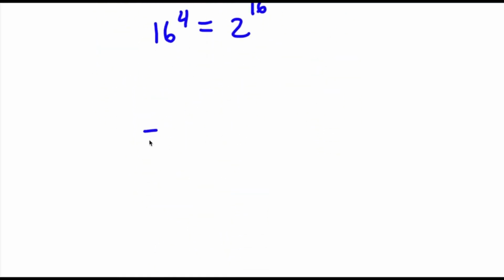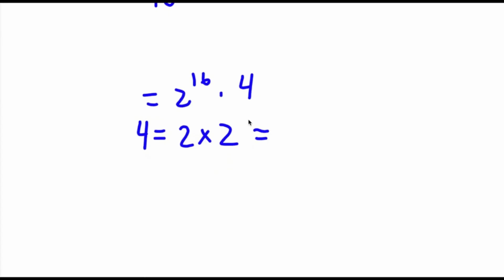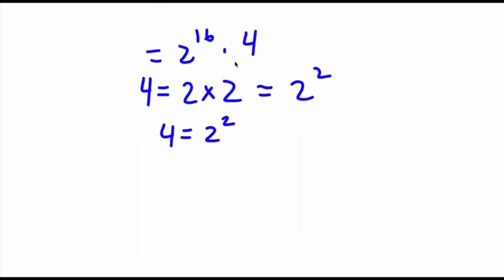So now I have 2 to the power of 16 times 4. Well, now 4 here is equal to 2 times 2, right? So 2 multiplied by itself twice is the same thing as 2 squared, meaning 4 is equal to 2 squared. So now, if I substitute in 2 squared for 4, I get 2 to the power of 16 times 2 squared.